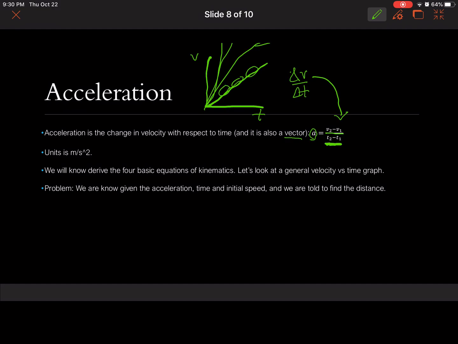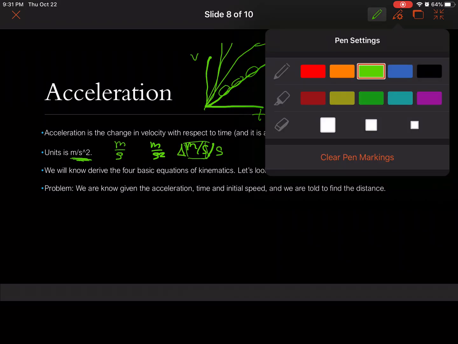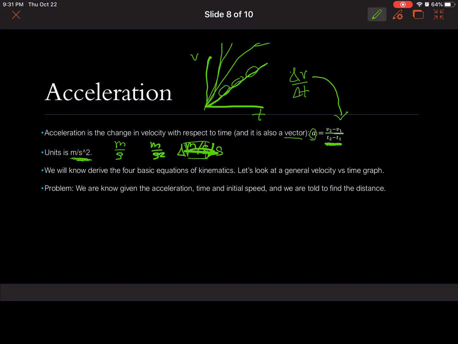All right. So the units of acceleration are meters per second squared. And just like velocity, which as you remember is meters per second, acceleration is meters per second squared, or meters per second per second. And this actually tells you what acceleration really means. Change in velocity. How fast are you changing your velocity? That's what it means. How quickly is your velocity changing? Is it increasing? Is it decreasing?